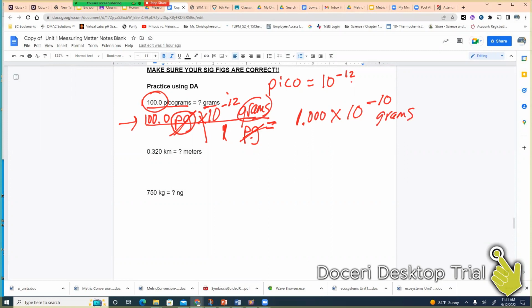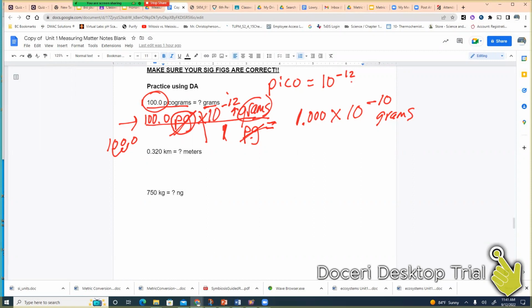The reason I said you may not even need a calculator on that is because with this 100, to get it into where there's only one place before the decimal, I'm going to move this back 2 places. If I move that back 2 places, then I have to take 2 away from that negative 12. So that's one that you probably can do without a calculator.